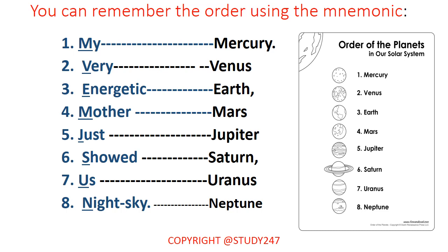So my, the first word, M stands for Mercury. Just like that, you remember the entire sequence. Very, V for Venus, energetic, E for Earth, and next mother, M for Mars, just, J for Jupiter, showed, S for Saturn, us, U for Uranus, and night sky, N for Neptune.